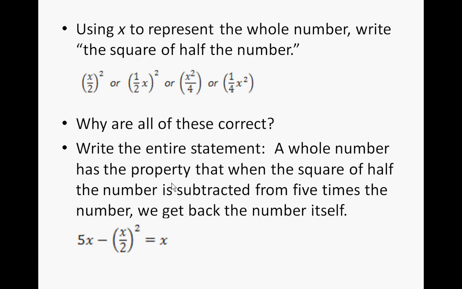A whole number has the property that when the square of half the number, so they've elected to use this term, which was up here, the first one, is subtracted from 5 times the number. So this is being subtracted from 5 times the number. So 5 times x, or 5 times the number, minus this part right here. We get back the number itself, so equals the original number. So this would be one way to write this.